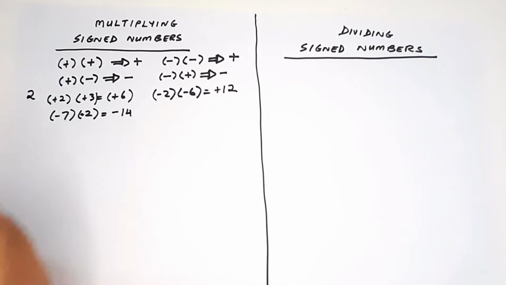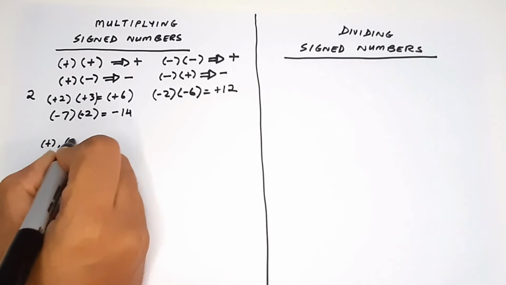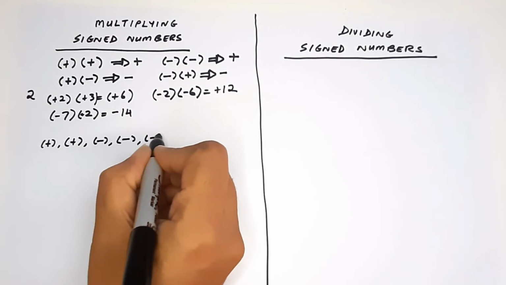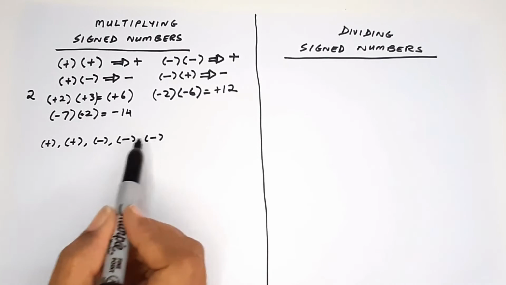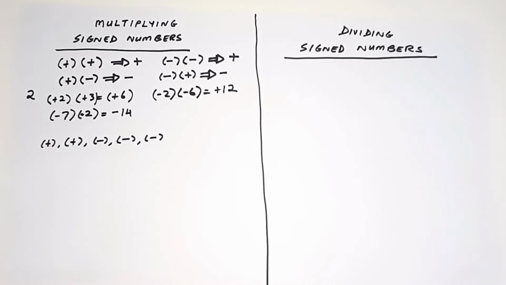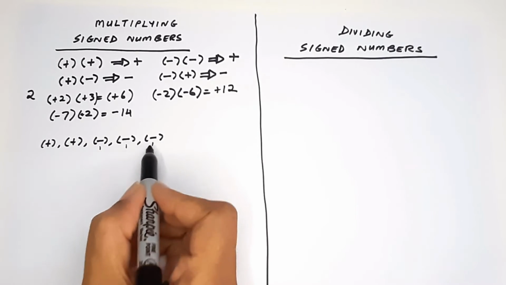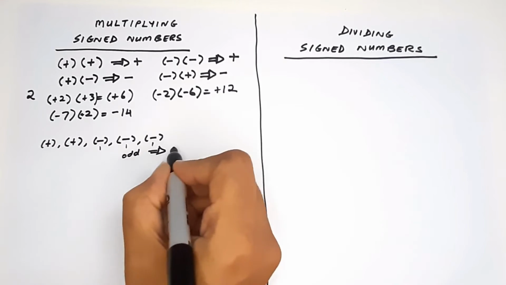Now if we have more than two signed numbers in your expression, let me give you an example. I have a positive number, another positive number, a negative number, another negative number, and another negative number. When you have such an expression with 5 terms, you look only at the negative signs. Count how many negative signs we have. We count 1, 2, 3 negative signs. Since the number of negative signs is odd, the answer will be negative.